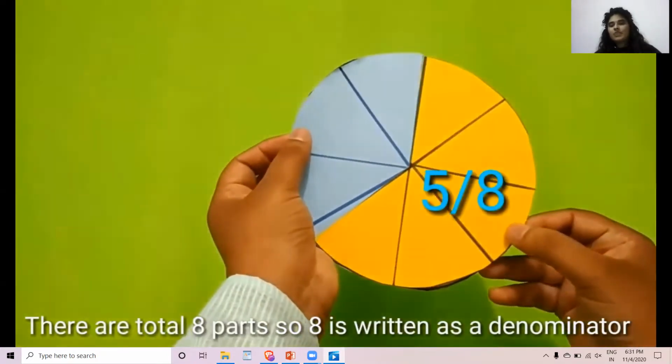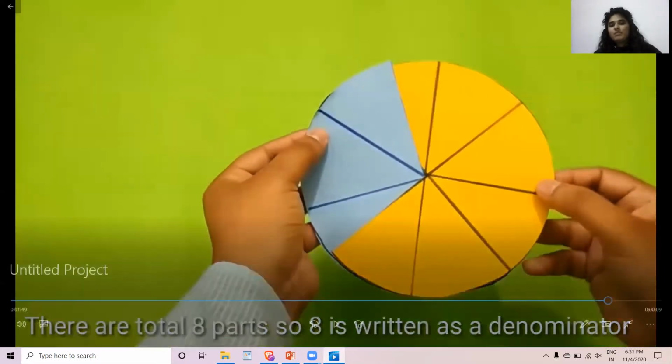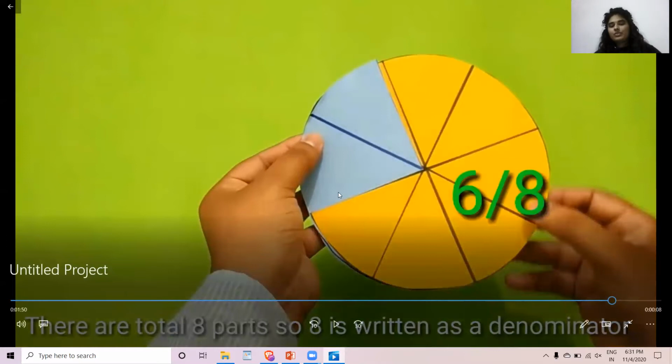Now again I am dragging one more part. So tell me how many parts here we have? I have total 8 parts. Now yellow parts, you have to count the yellow parts. 1, 2, 3, 4, 5, 6. So 6 by 8 is the fraction.